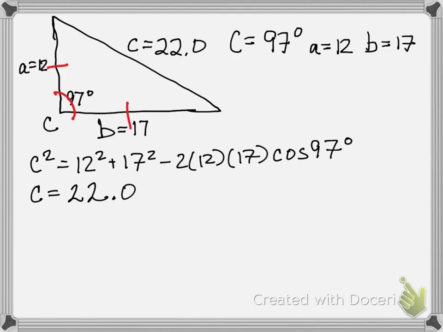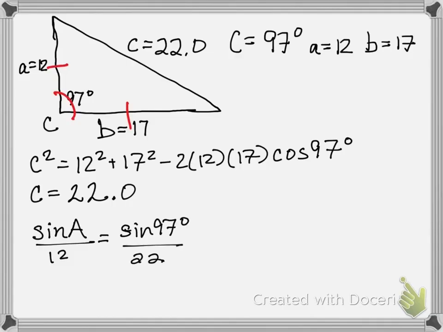So using that here, I would find, say, angle A by saying sine A over 12 is equal to the sine of 97 degrees over 22. And then I'd be able to do the calculator key in from there to solve for angle A. 32.8 degrees over here.